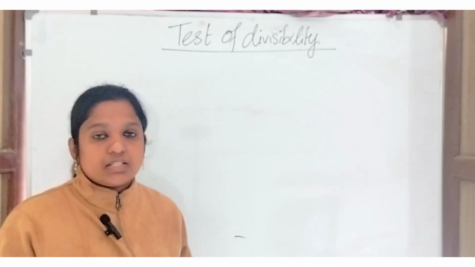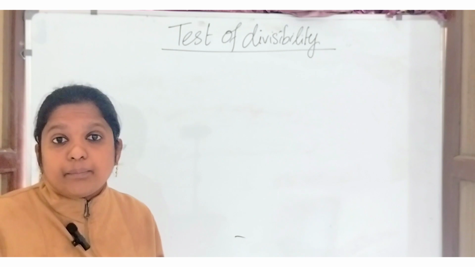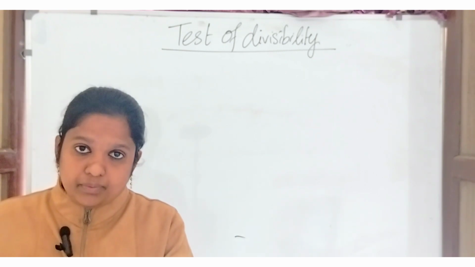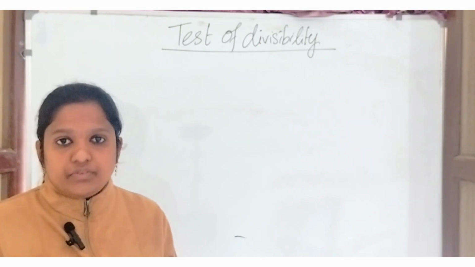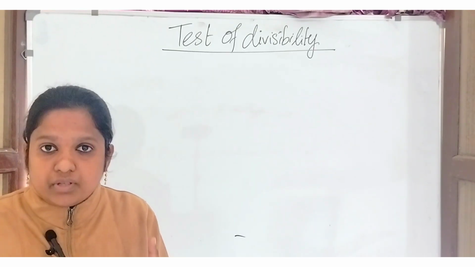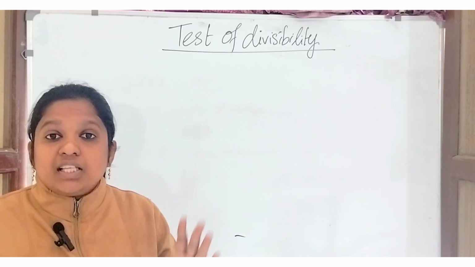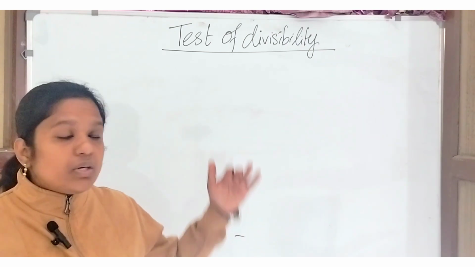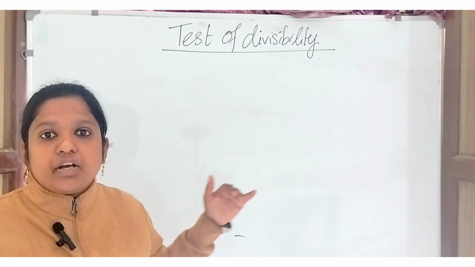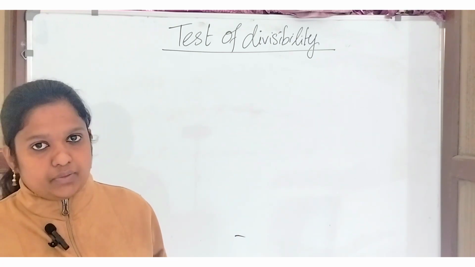Class, we are going to discuss the test of divisibility: how we can say that a number is divisible by a particular number without doing the proper division. In this class, we are going to discuss how a number is divisible by 2, divisible by 10, divisible by 5, 3, 9. There is a trick to find out whether the number is divisible by a number or not.